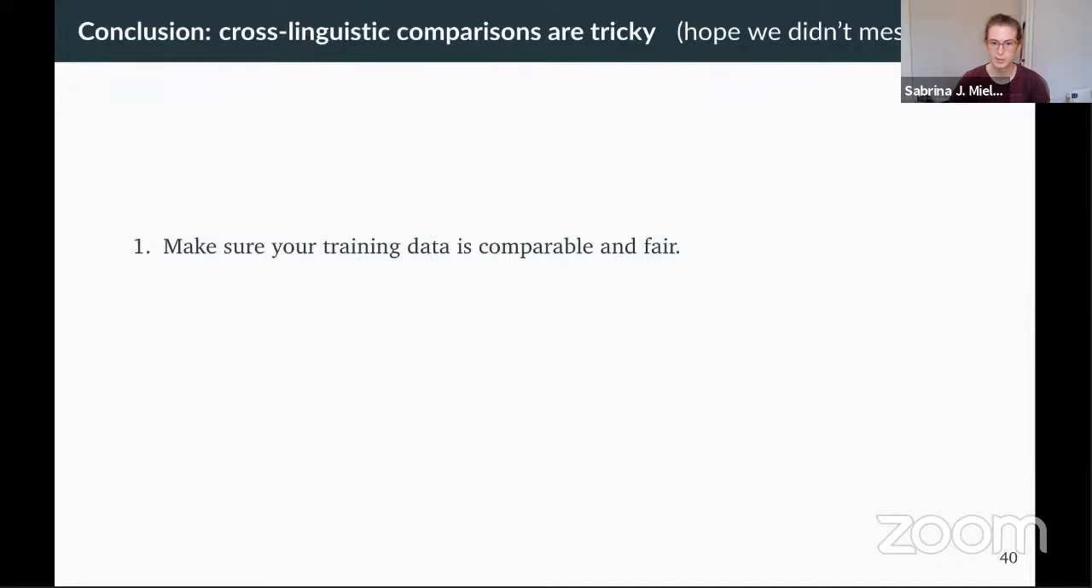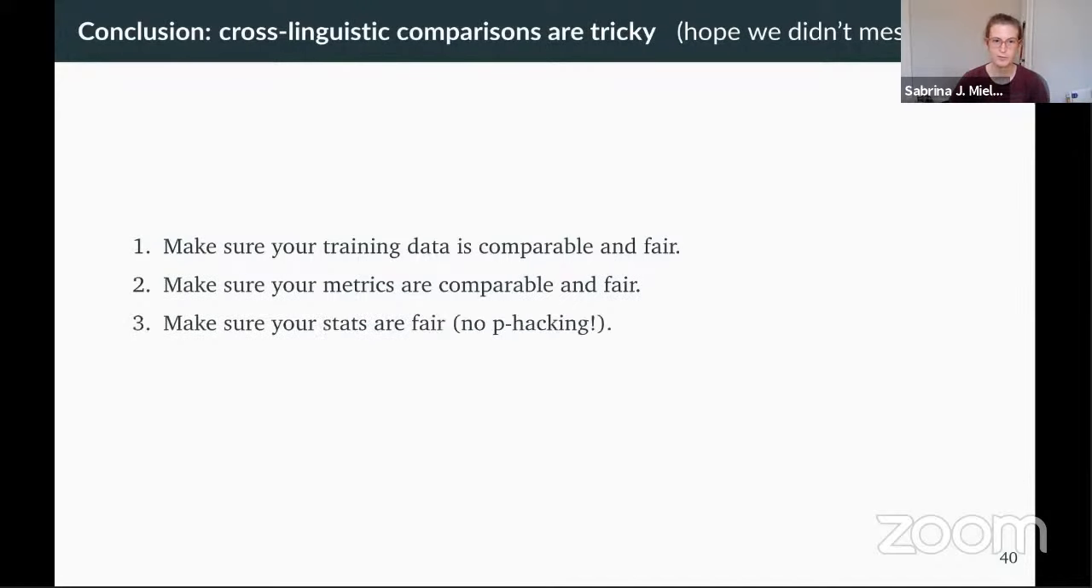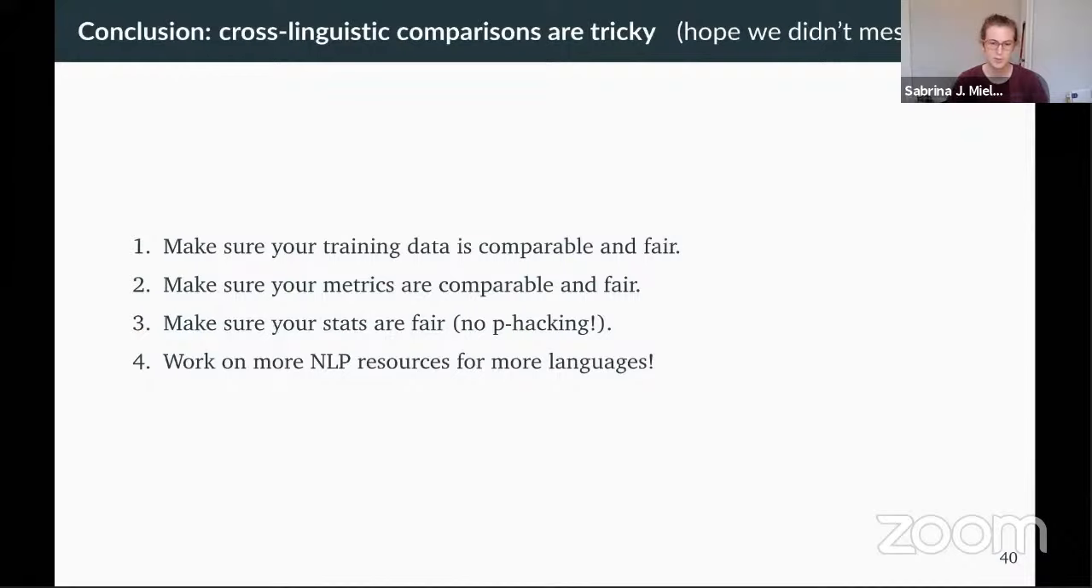Make sure your training data is comparable and fair. Make sure your metrics are comparable and fair. Make sure your stats are fair. No p-hacking, please. Always do Bonferroni or Benjamini-Hochberg. And work on more NLP resources for more languages, because Bibles kind of suck.